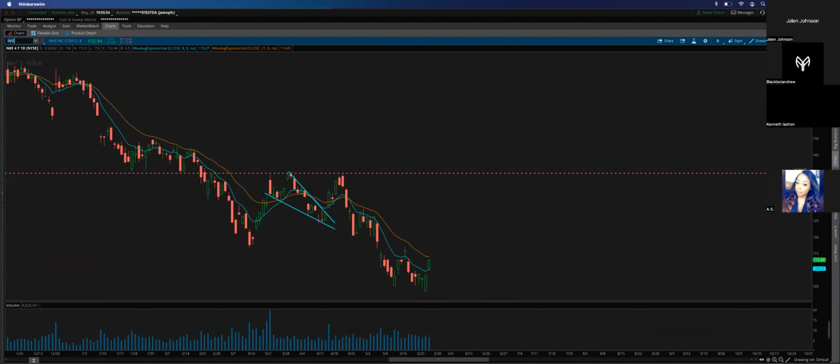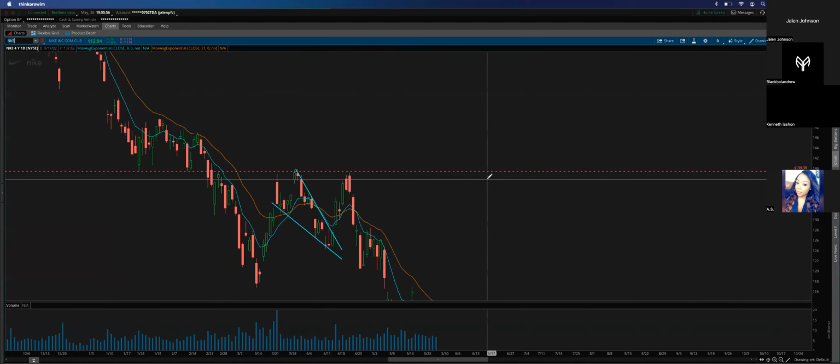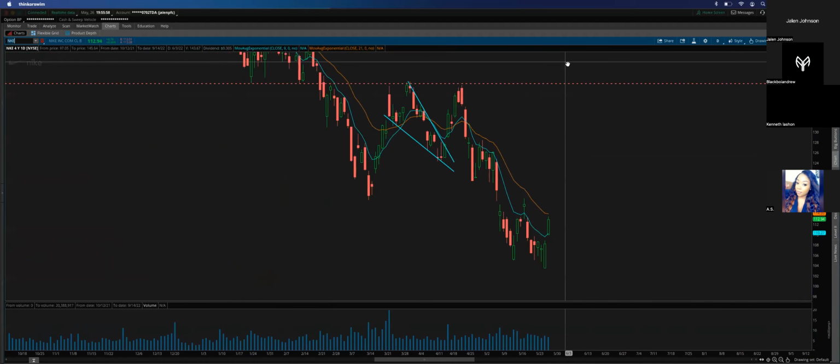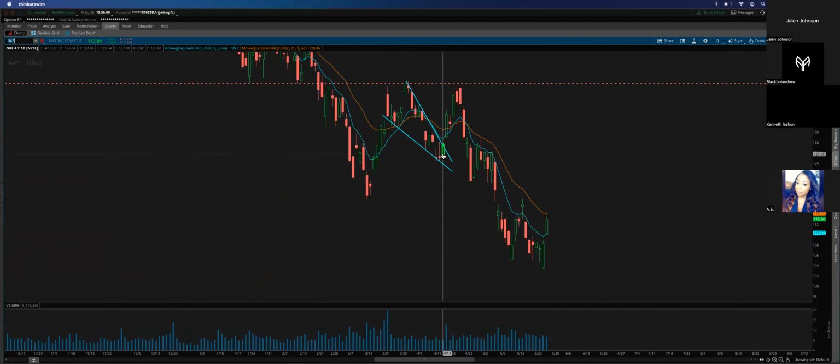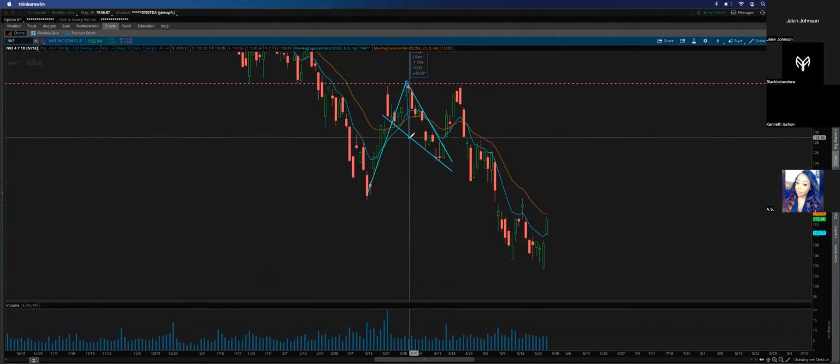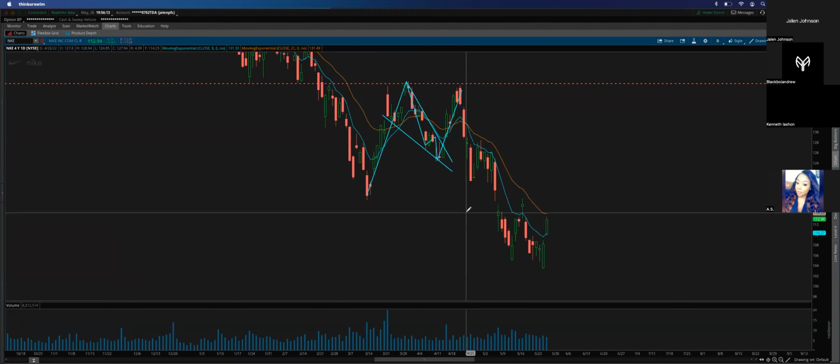This one was one on Nike. This one wasn't. This one was a little better. Y'all see this one right here? So we had an impulse to move up, right? And then price kind of reacted within it. Like I said, price action has been terrible now, so it's been hard to find good falling wedges.